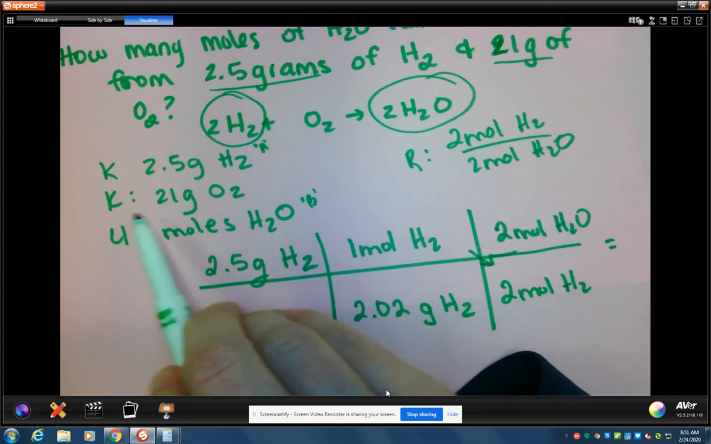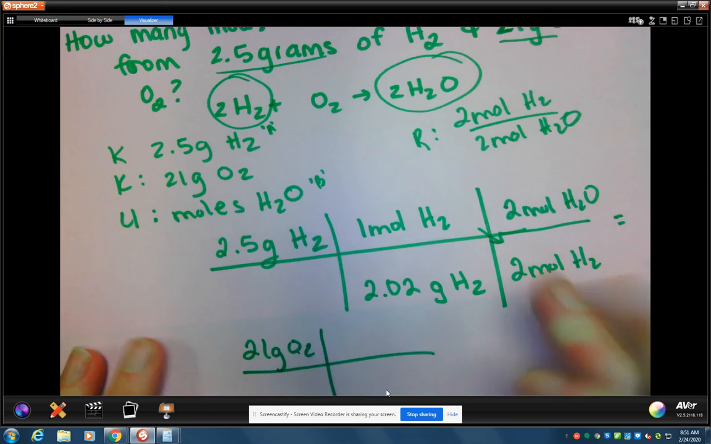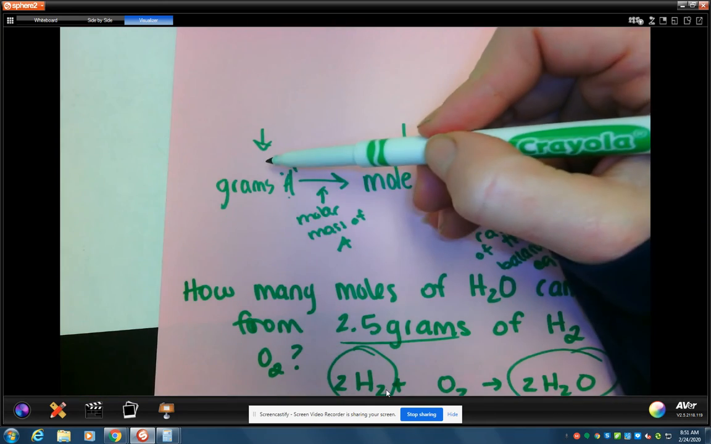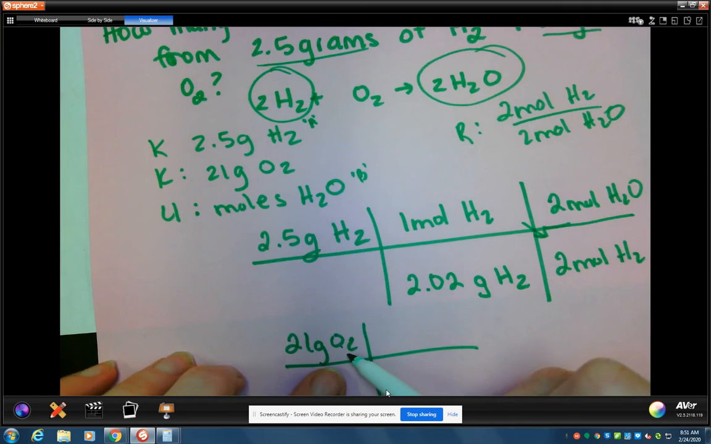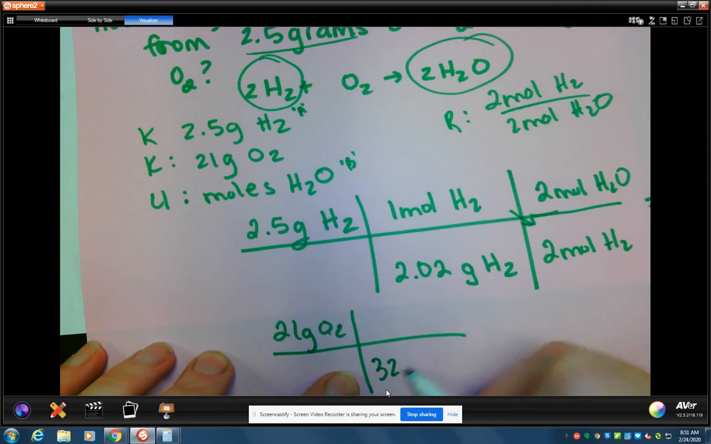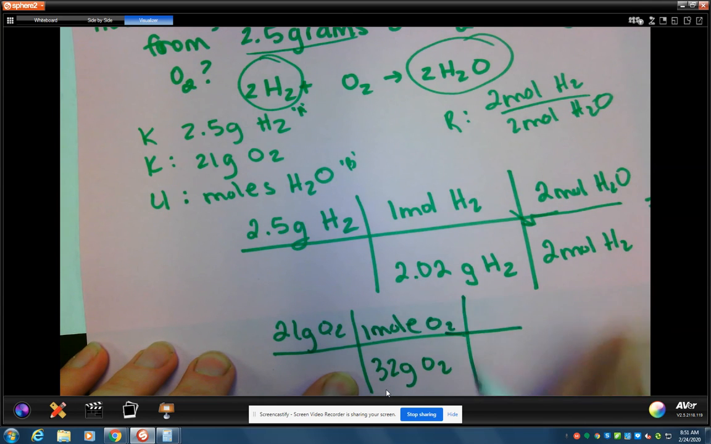And I'm going to take my second known, 21 grams of O2. I'm in grams of O2. This becomes my new A. I need to get to mole A, so I'm going to use the molar mass for O2 off the periodic table. That's 32 grams of O2 and 1 mole of O2.